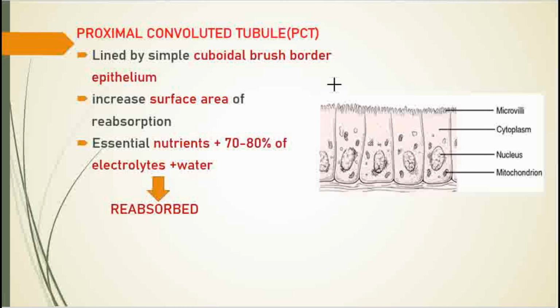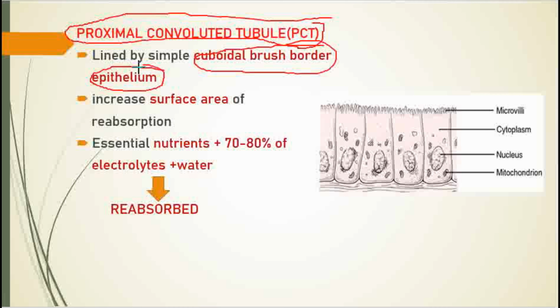So in the PCT, in the proximal convoluted tubule, it is lined by simple cuboidal brush border epithelium. The outer layer or the covering we call it as an epithelium. So in this case the PCT, they are lined by this brush border type of cells epithelium அப்படினு சொல்றாங்க. So brush border type of cells, it is a specialized type of cell, actually free surface of a cell which consists of minute cylindrical processes.